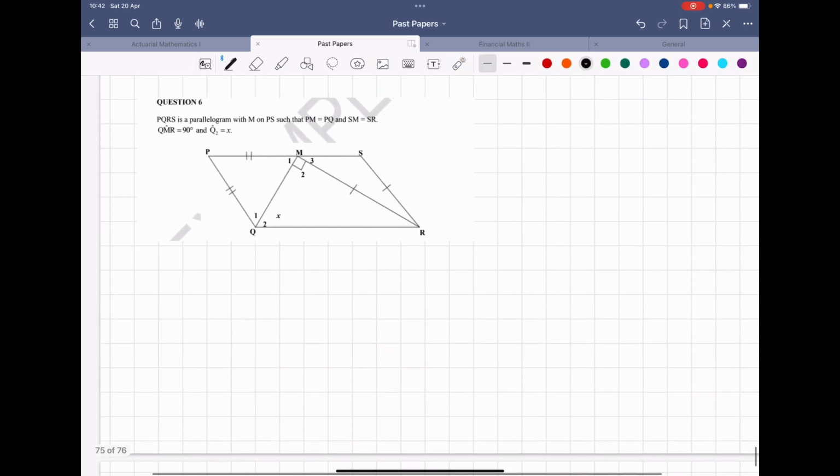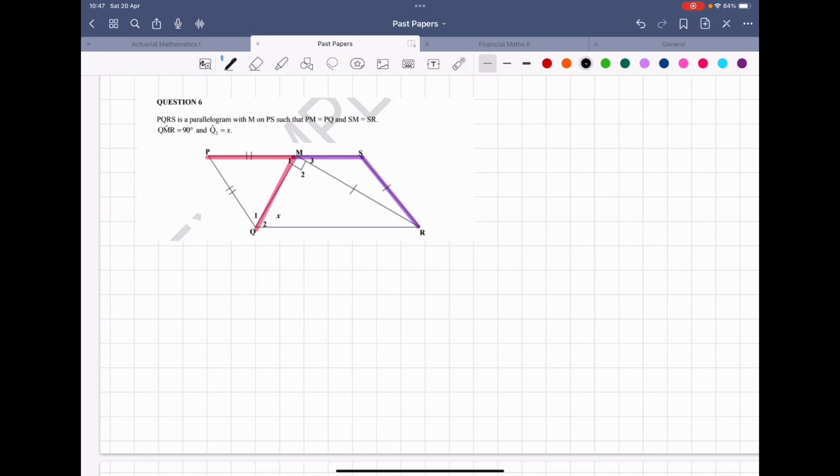Okay, then for question 6, we are given a parallelogram PQRS with M on PS such that PM is equal to PQ. So that's PM and that's equal to PQ. And that SM is equal to SR. And then angle QMR is equal to 90 degrees, that's labeled for us, and Q2 is equal to X. Then we're given some questions.